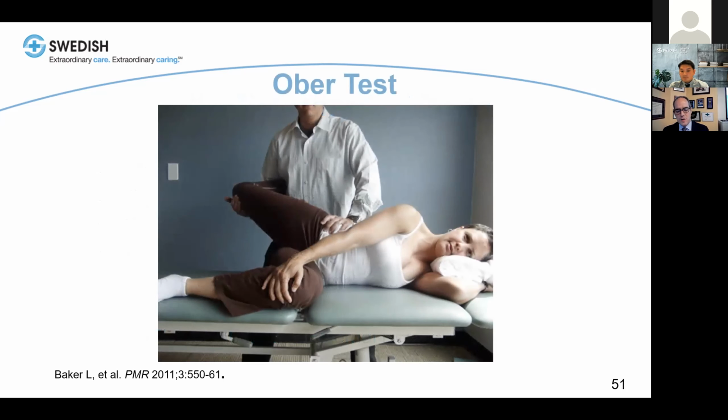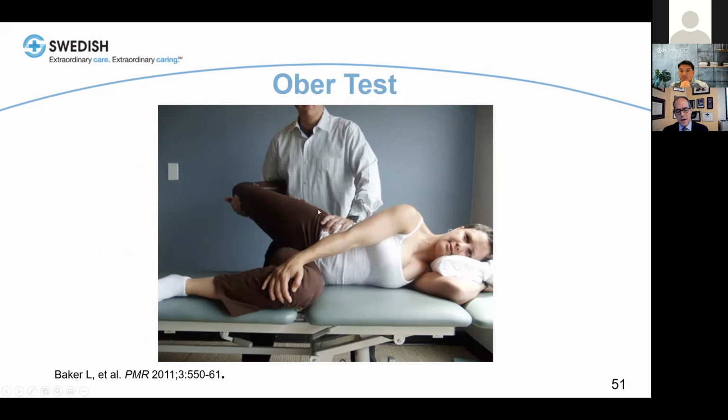With Ober's test, we're extending the hip past the neutral line, and then we're letting the leg drop. Normally the knee should drop below this line, and the knee should actually cross midline. A lot of patients have a tight IT band.